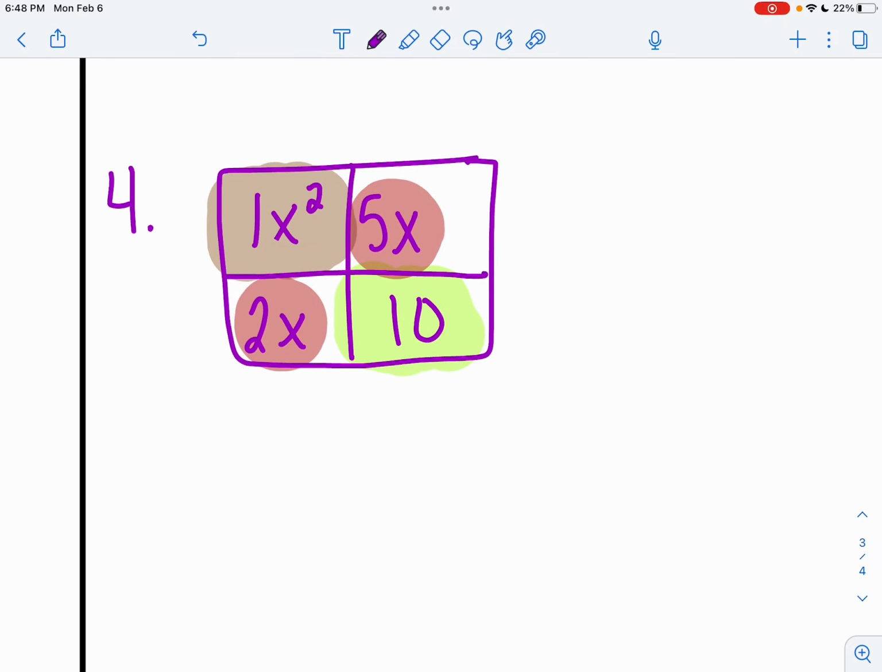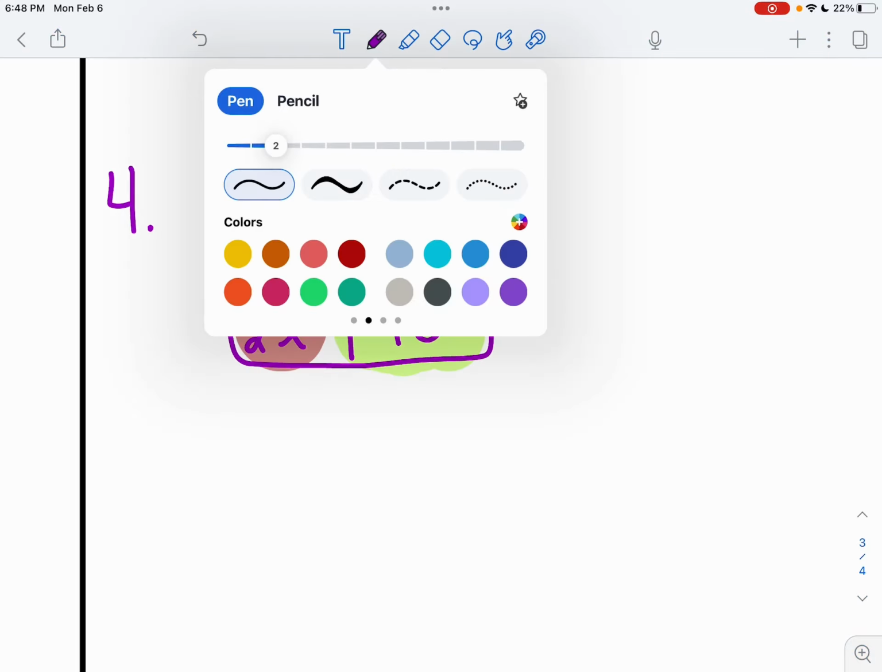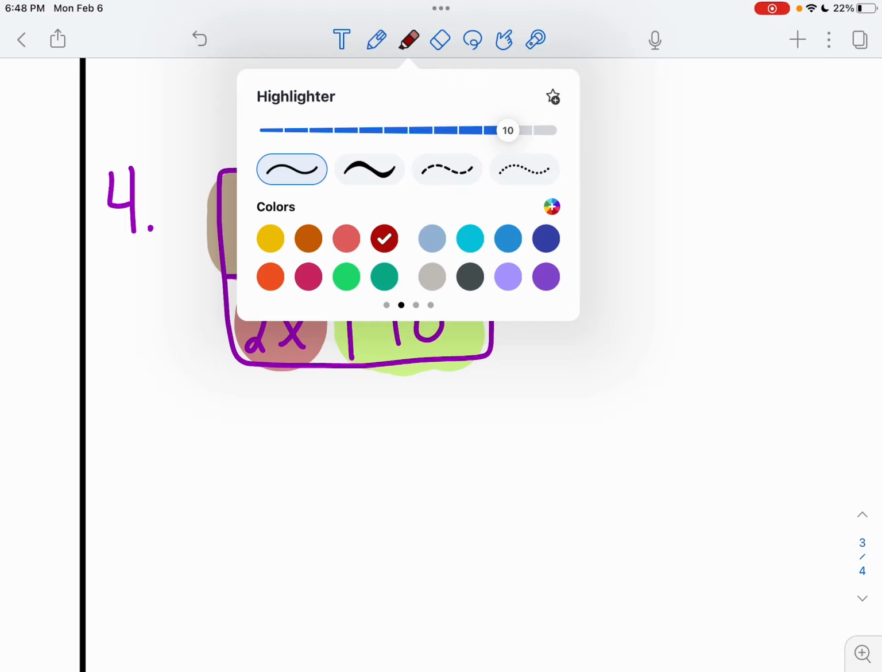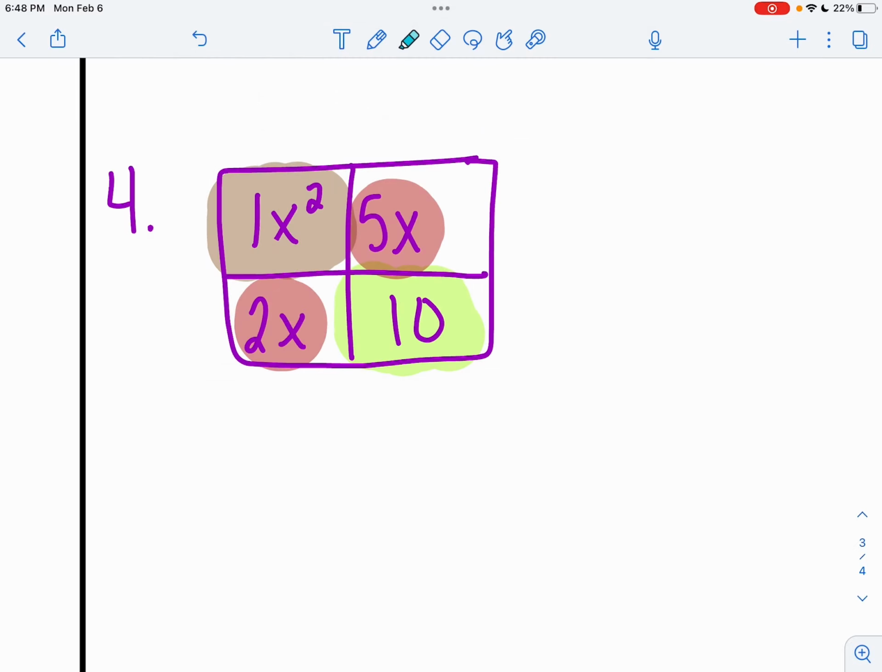Now we're going to practice your GCF skills. What is the GCF of 1x squared and x? A 1 and an x. So we worked our way down. What is the GCF of 5x and 10? 5. When you work your way from the top to the bottom, you take your top sign with each one.